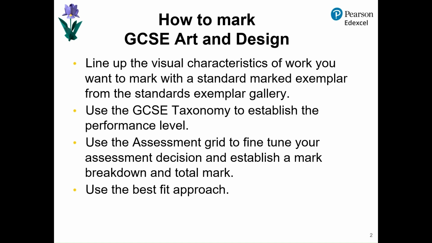How to mark GCSE Art and Design. There are 3 straightforward steps to marking Art GCSE. Firstly, line up the visual characteristics of the work you want to mark with a standard marked exemplar from the Standards Gallery. Then, use the GCSE taxonomy to establish the performance level. Then use the assessment grid to fine-tune your assessment decision and establish a mark breakdown and a total mark. Always use the best fit approach.